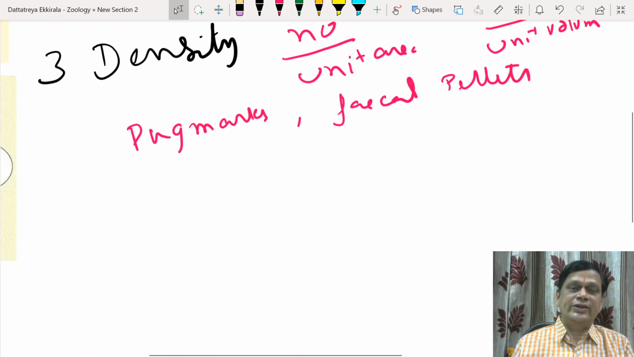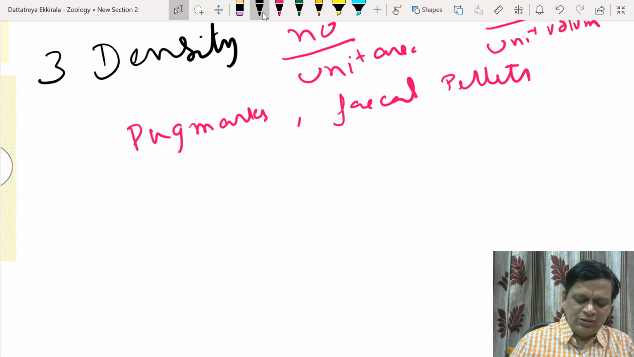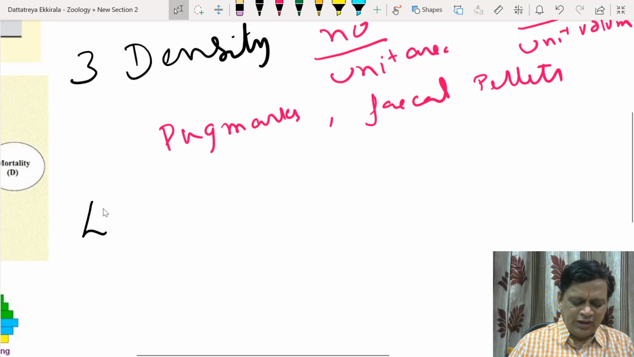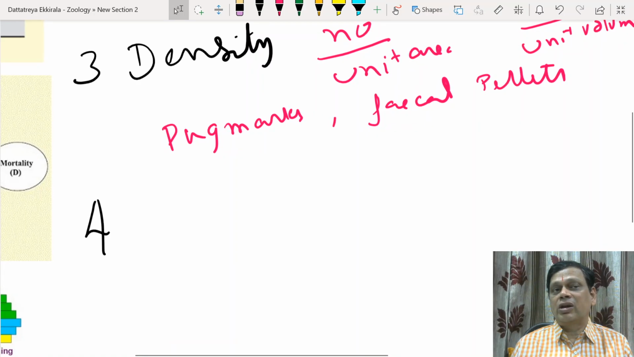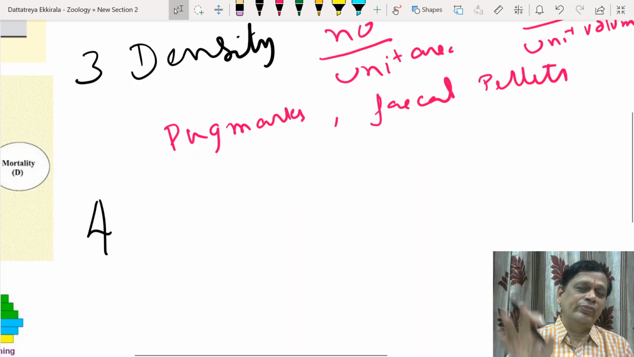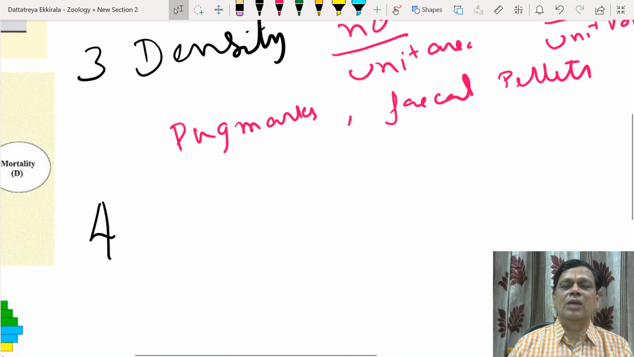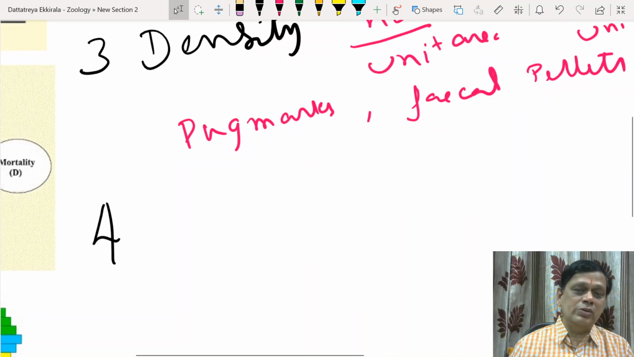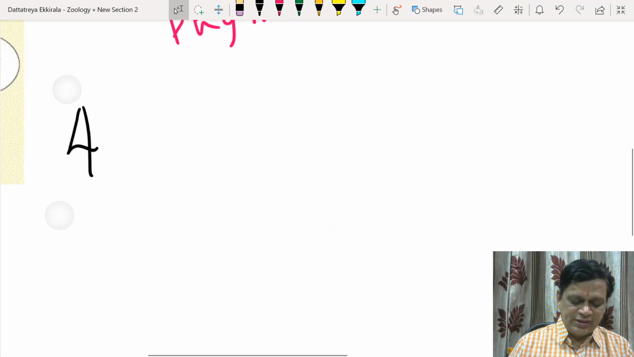So these may be taken into consideration for population density. One more point I try to highlight: if you are taking some aquatic organisms, fishes, many times they are caught, marked and released. Then they try to make a ratio between how many are marked and how many are unmarked. So you have to practice separately how to do problems related to calculating this population density.